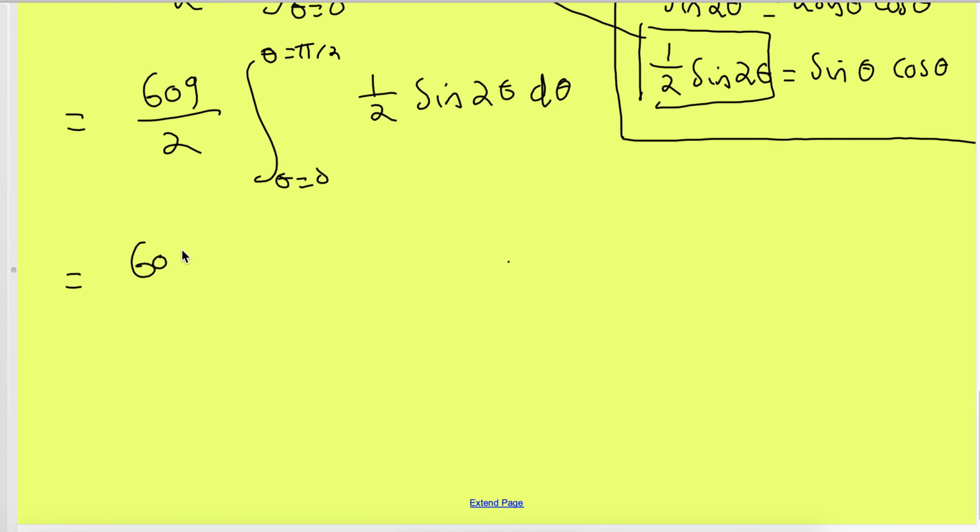Right, so 609, I'm moving that half out, so I just move it out and it multiplies. So 609 times 1 is 609, 2 times 2 is 4. Sine 2 theta d theta. Right, now we just integrate that. Integrating sine 2 theta is dead easy.